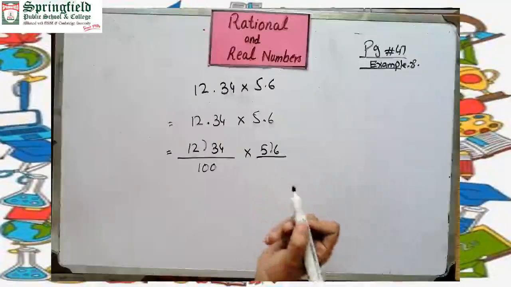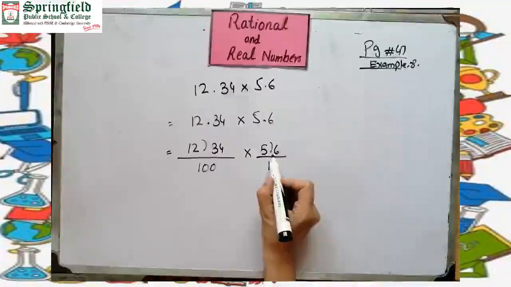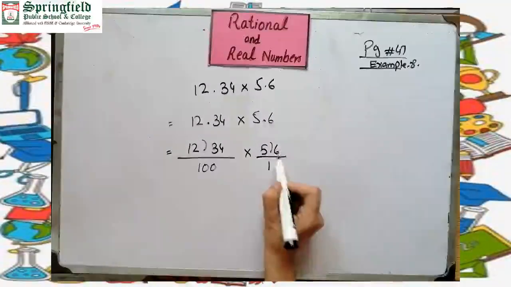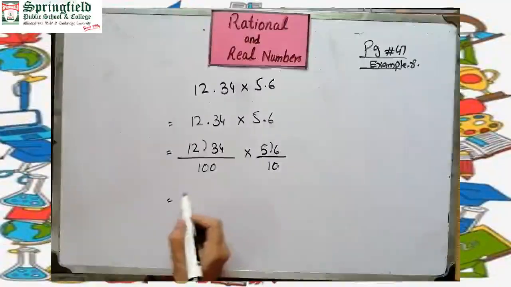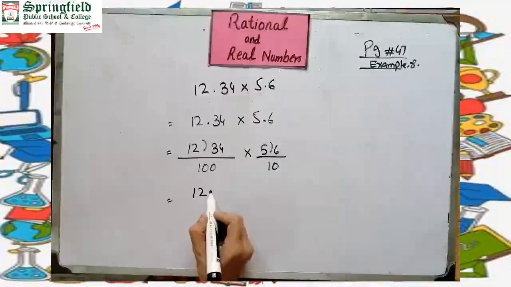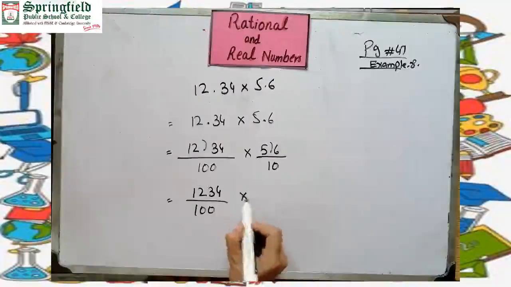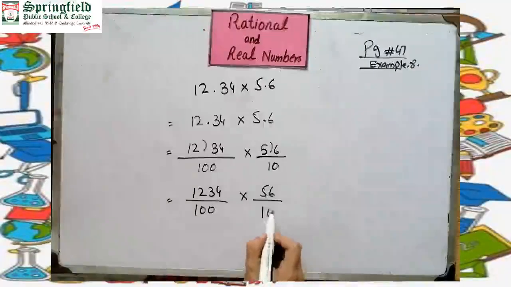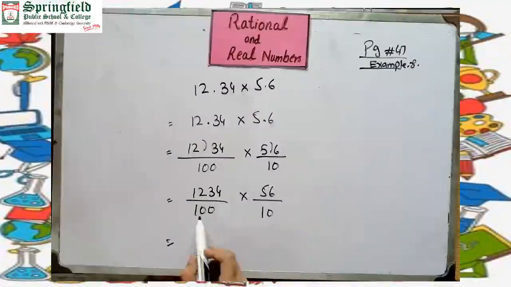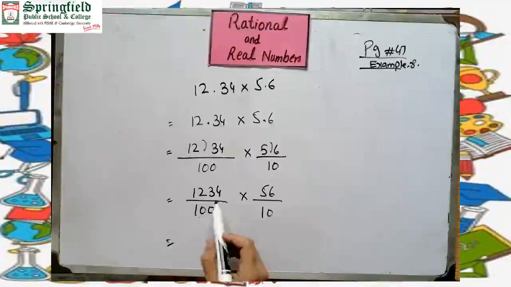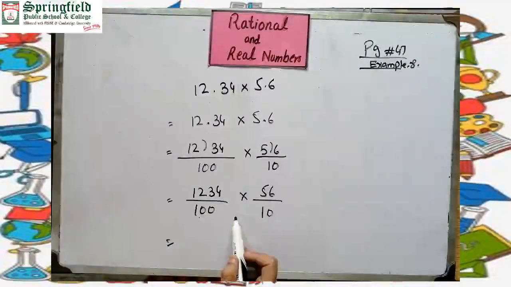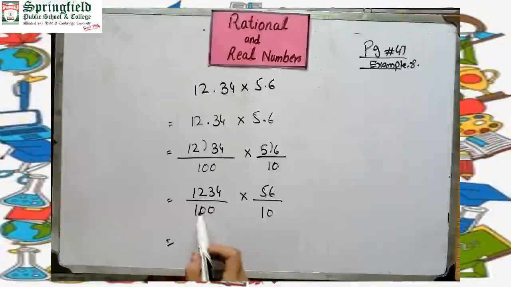Now again remove the point, write down 1 and count the digits after the decimal point, which is 1. It means we will write 10. The new number will become 1234 divided by 100, multiplied by 56 divided by 10. Now find out the LCM. As there are two numbers being multiplied, we can cancel with the same table. Now cancel and find the final solution. It's your task. Fine.